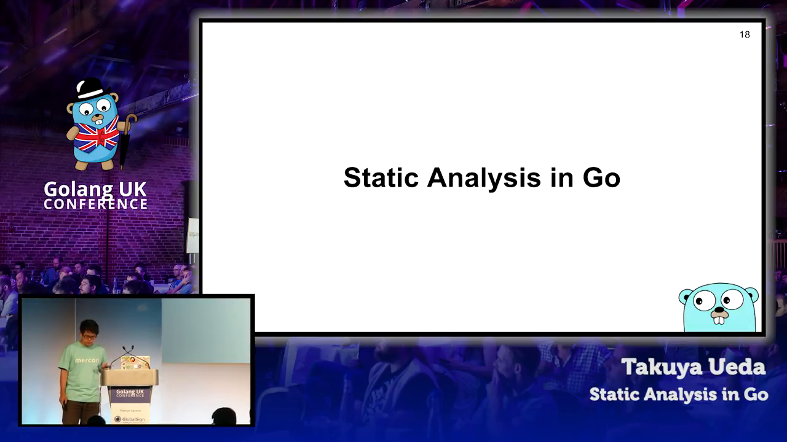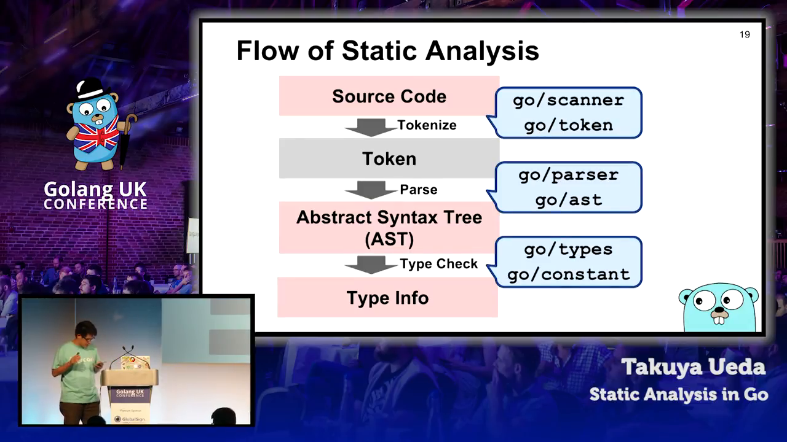Static analysis in Go. This is the flow of static analysis in Go. Input data is Go source code. You can get tokens from the source code by using the go/scanner package. Tokens are represented by token types, which are defined in the go/token package. Usually, you can skip tokenization because the go/parser package uses the go/scanner package and passes Go source code directly.